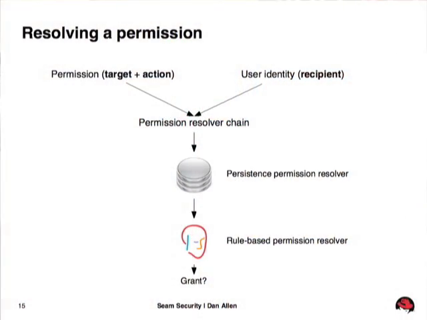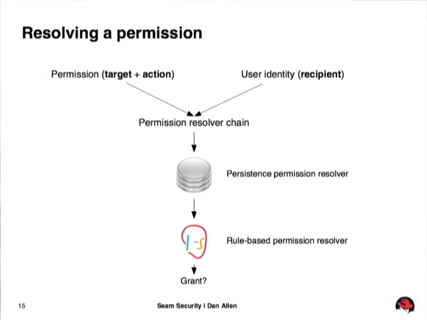Okay, so let's say what we want to do is, instead of specifically saying, do you have a role? Or are you logged in? We want to say, can you access this particular thing, whatever that thing is? So in Seam, there's something called a permission. And a permission consists of 3 elements. It's a target, so the thing you're trying to look at. An action, so the operation you're performing on that. And then finally the recipient, which would be you.